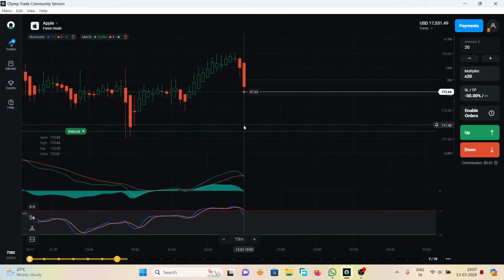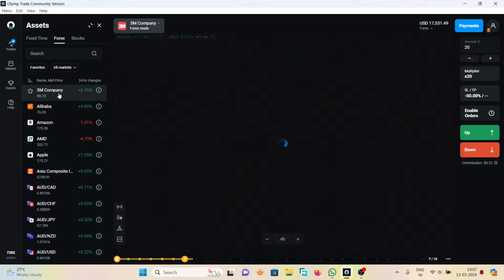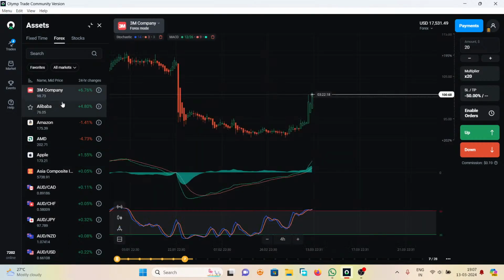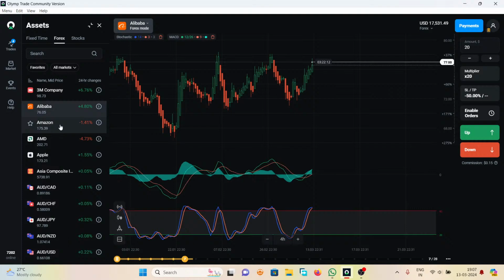The same method we need to use, just you need to change the graph time, minimum 15 minutes, maximum 30 minutes to 4 hours. Okay. So Forex is a different platform, different thing. Fixed time trade is a different platform, also a different thing. But the signal is always good.